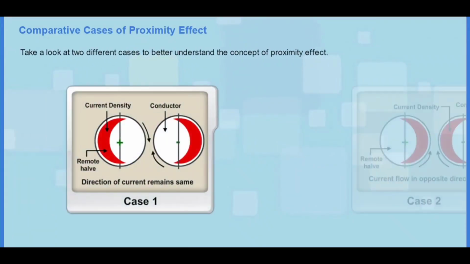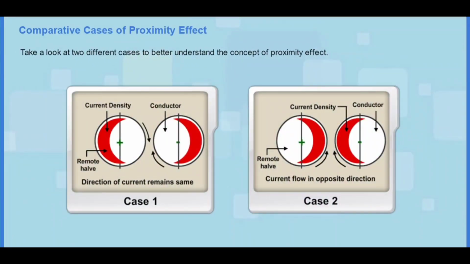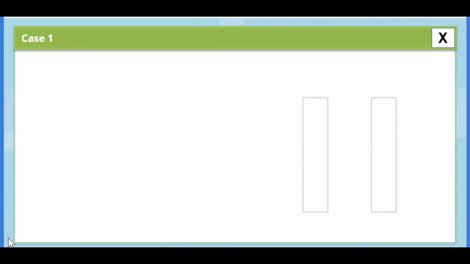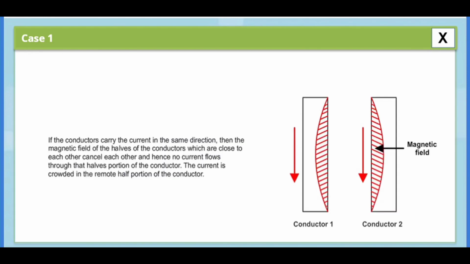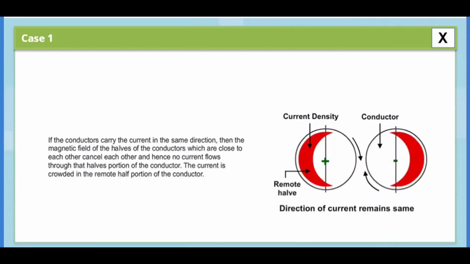Take a look at two different cases to better understand the concept of proximity effect. Click each case to learn more. The magnetic fields of the halves of the conductors which are close to each other cancel each other, and hence no current flows through that half portion of the conductor. The current is crowded in the remote half portion of the conductor.